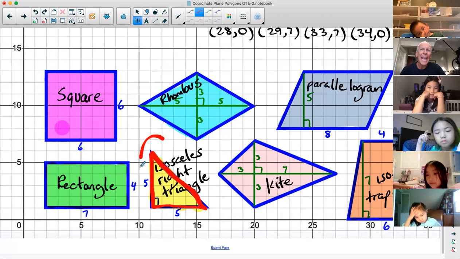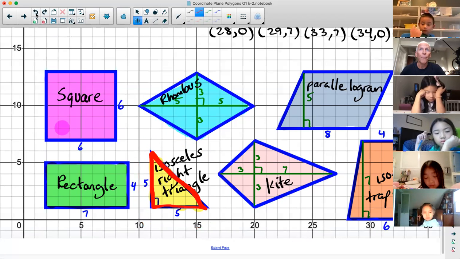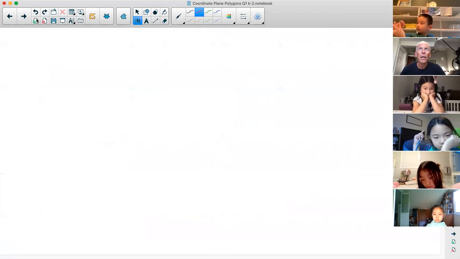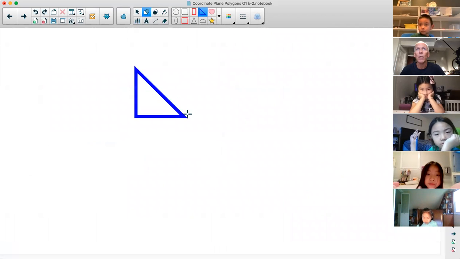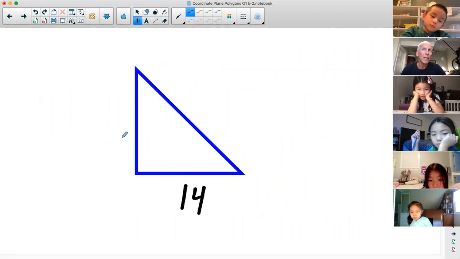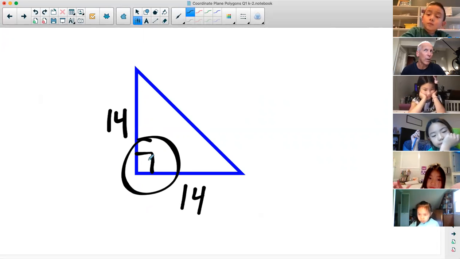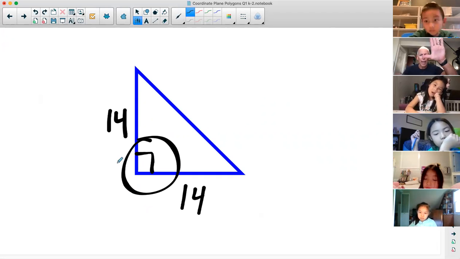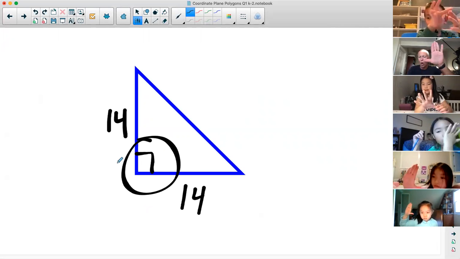Now, can anyone name this isosceles right triangle by its dimensions? Now, before I have you answer that question, I'm going to name one myself, and I want you guys to then see if you could name the next one. So I'm going to name this one a 14 by 14 isosceles right triangle. This is a right angle. Everybody make a right angle with their thumb and hand, but go like this so you know that it's a right angle.